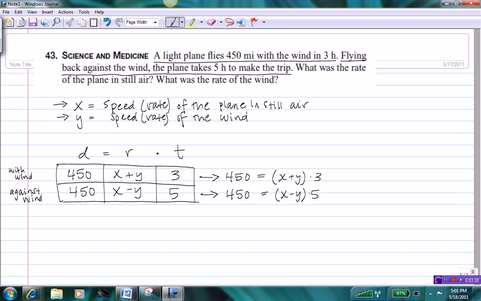And then in order to use this system to solve the problem, I'm just going to rewrite it in a way that will make it a little bit easier for us to deal with. So I'm going to distribute this 3 and then switch things around. So I'm going to write it as 3x plus 3y equals 450. And then I'm going to do the same thing with the second equation. 5x minus 5y equals 450.